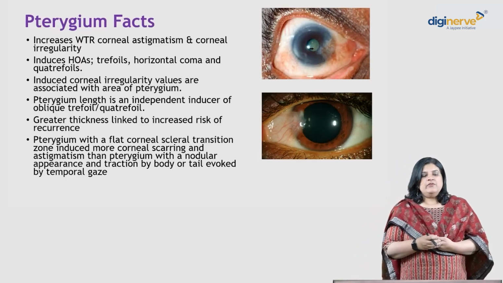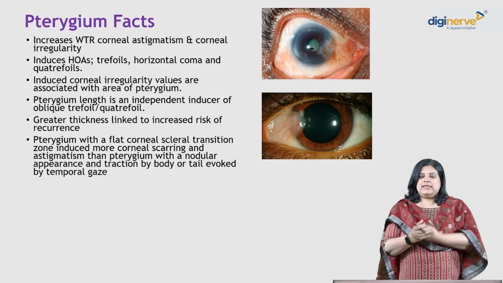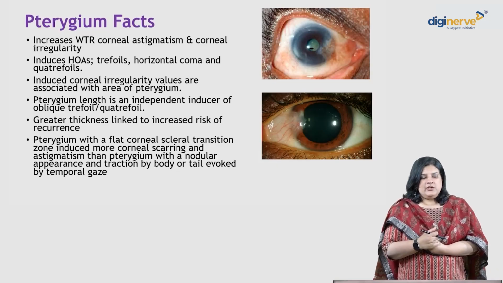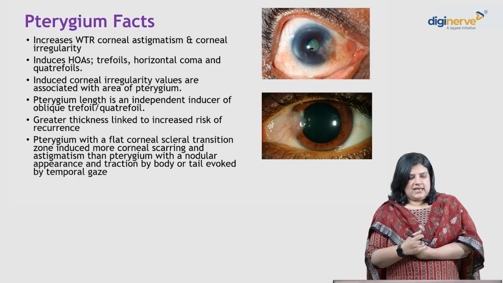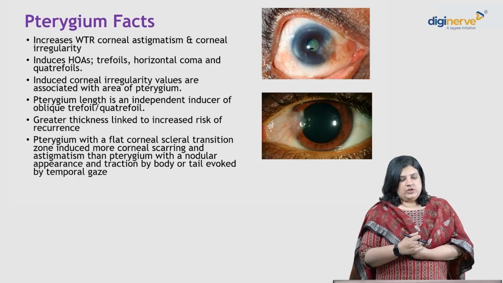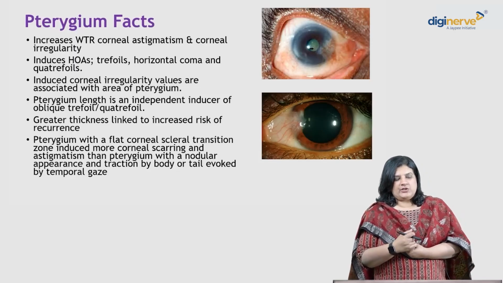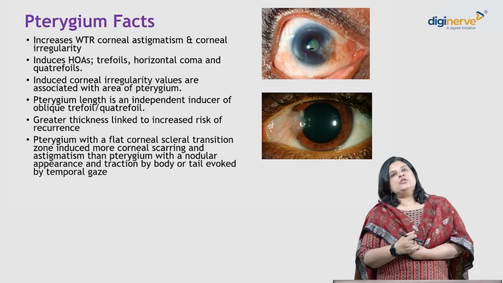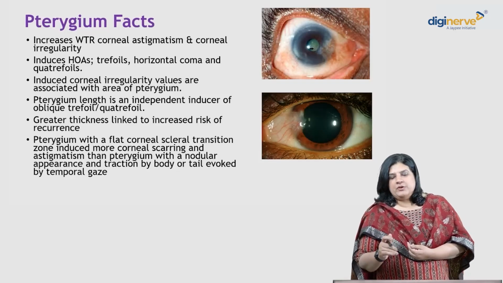Now, pterygium with a flatter corneal scleral transition zone induces more corneal scarring and astigmatism than pterygium with a nodular appearance and traction by body or tail, which is evoked by the temporal gaze. Now, what do we mean by that?